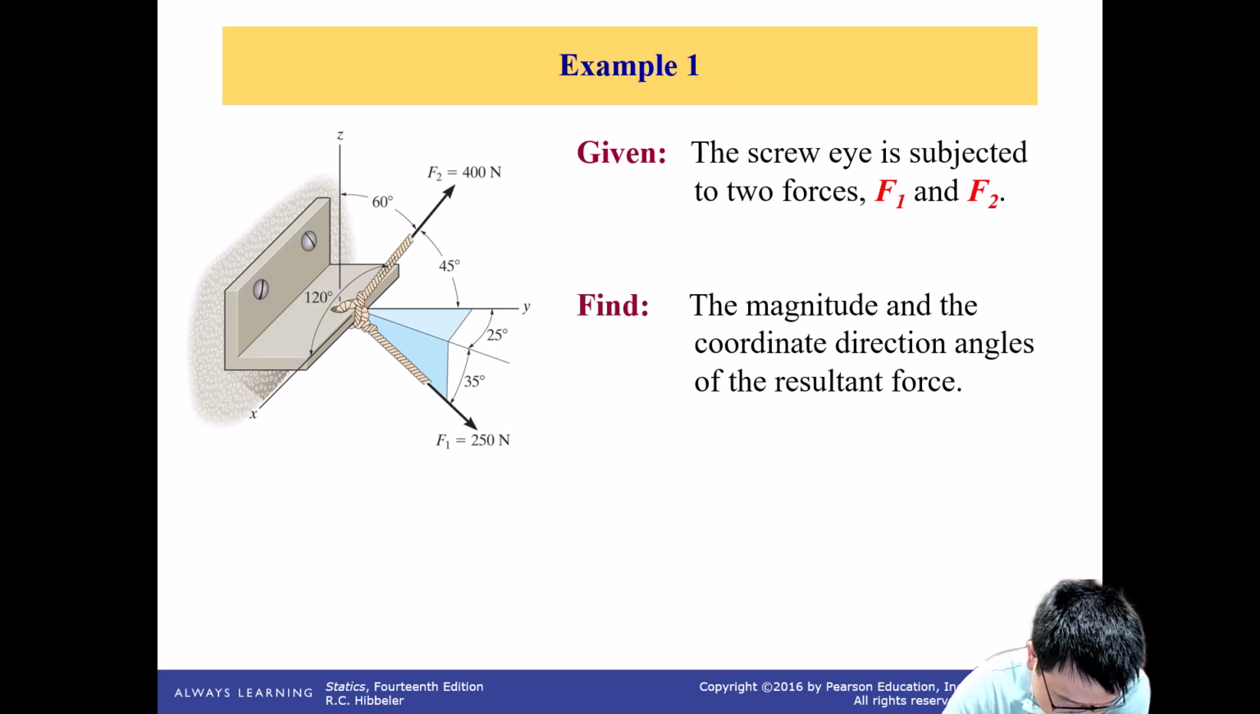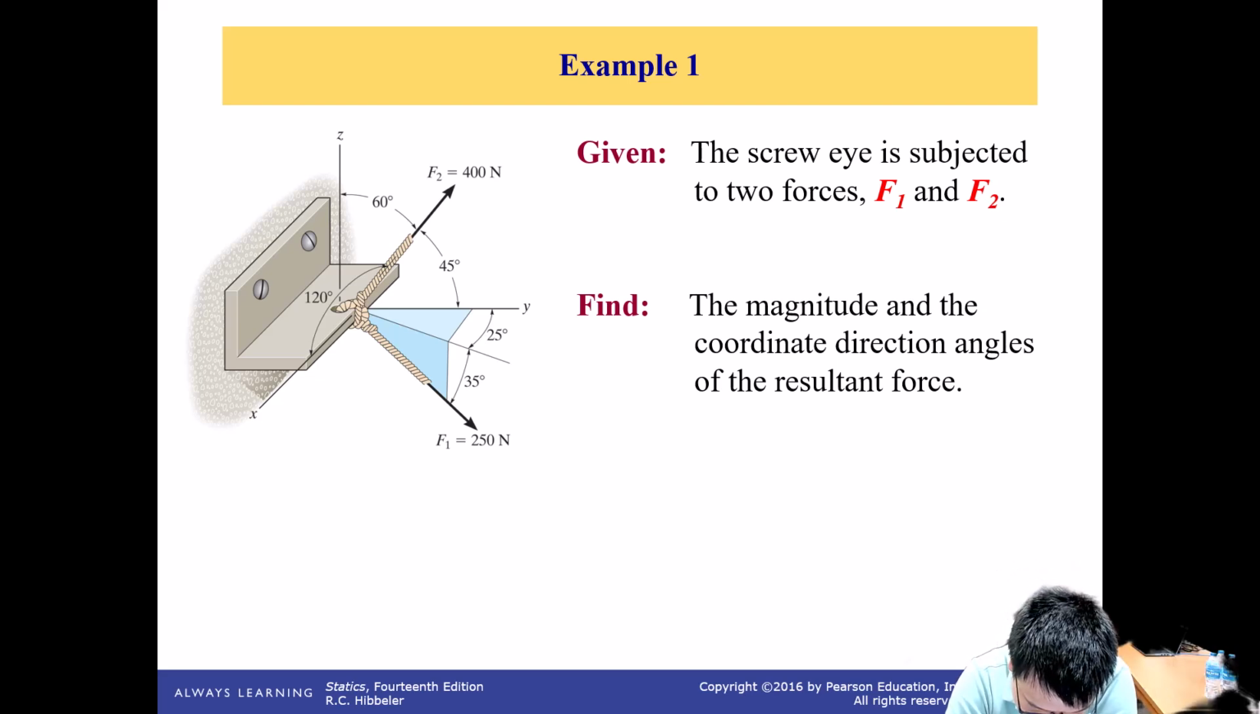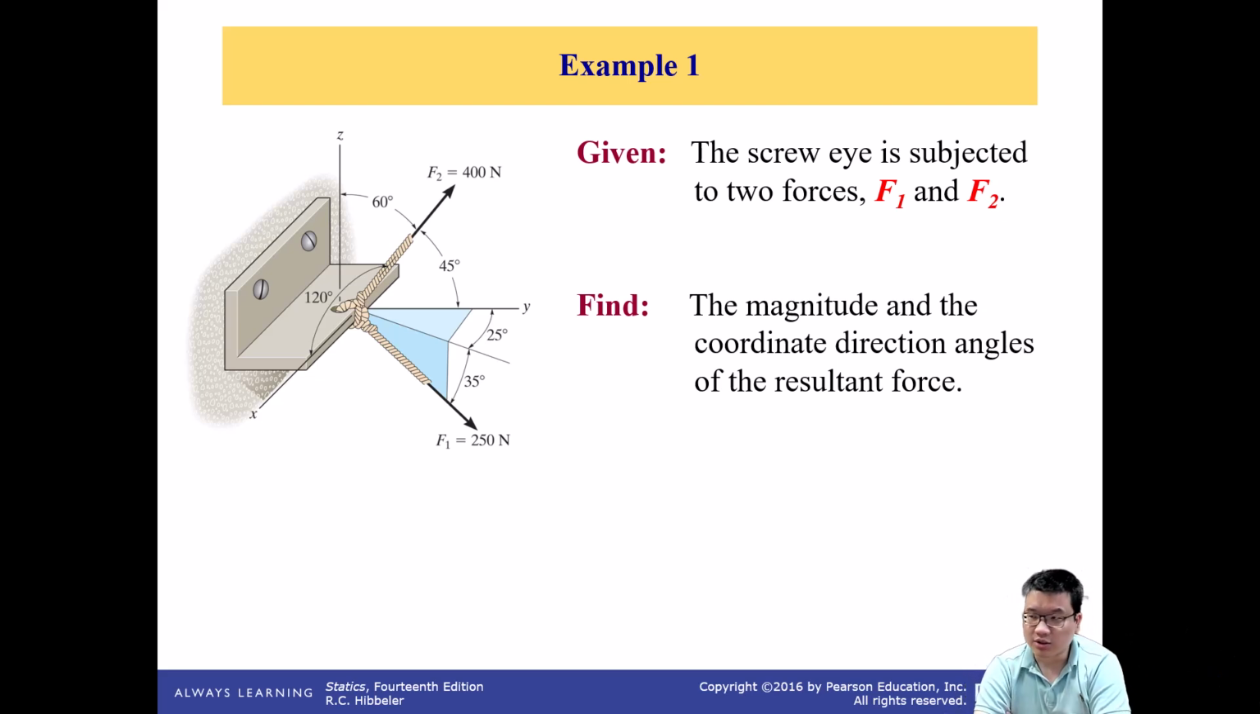So here is an example. We have F1 and F2, two force vectors working on the skew eye, as shown in this figure. We're given F1, F2, and their angles to each axis, and also F1 and F2's magnitudes respectively. You are required to find the magnitude and the coordinate direction angles of the resultant force.